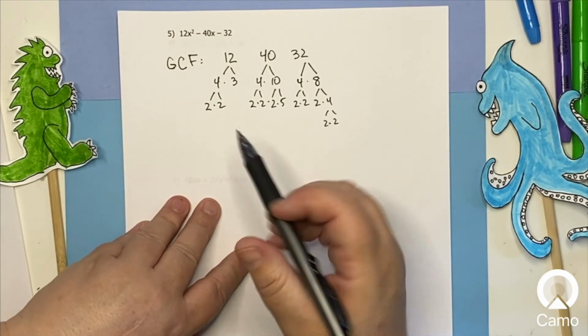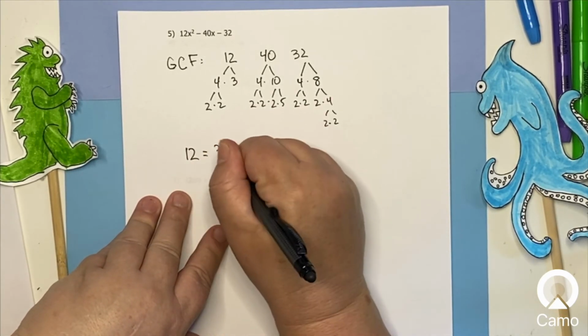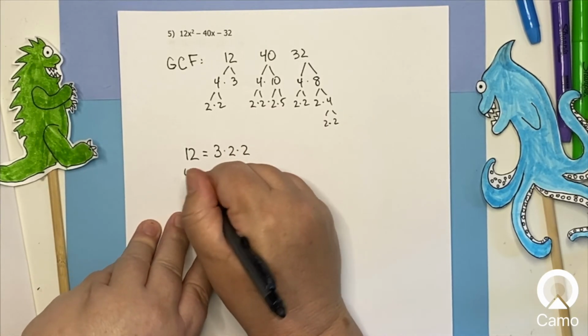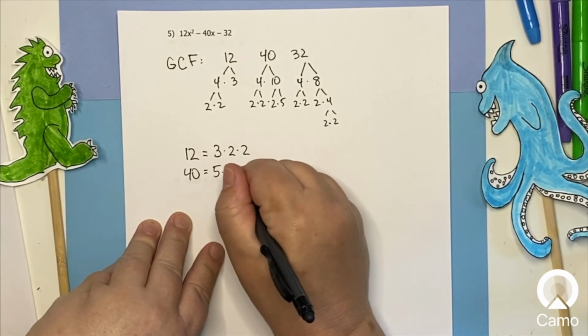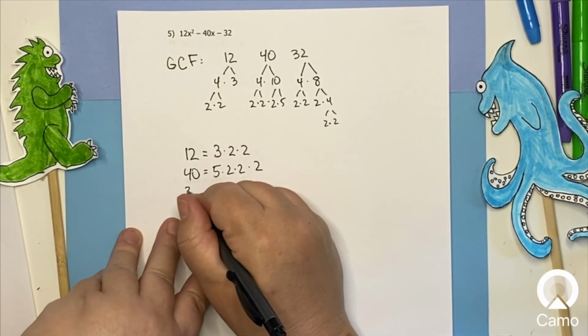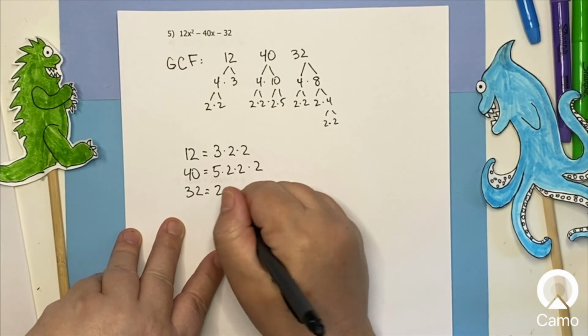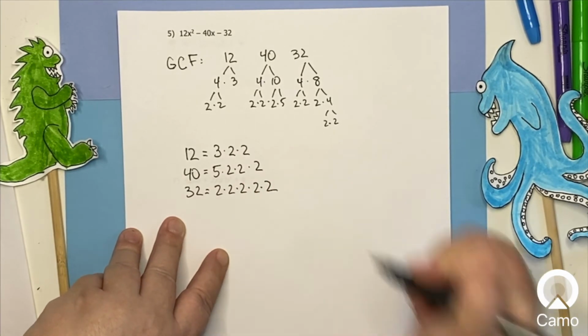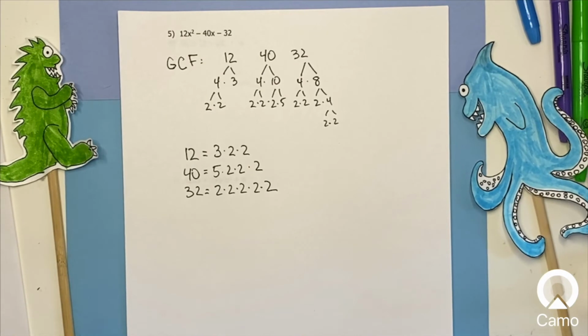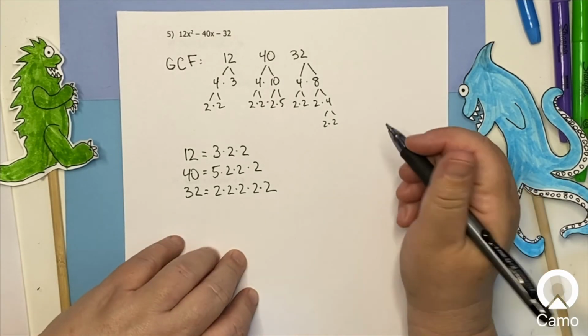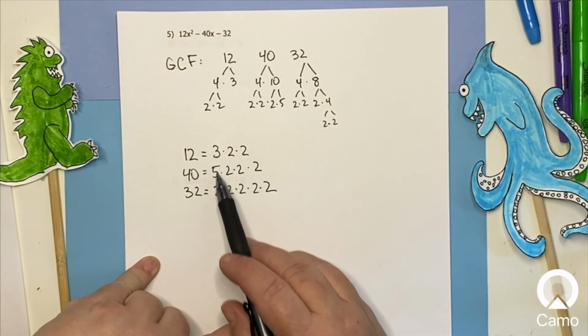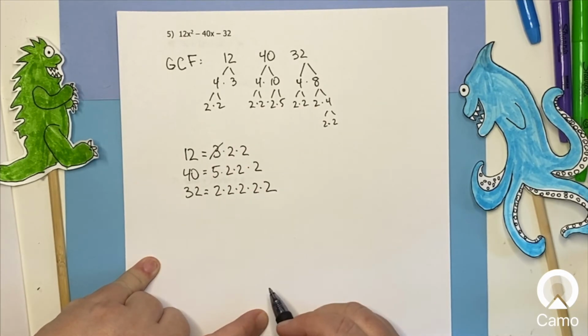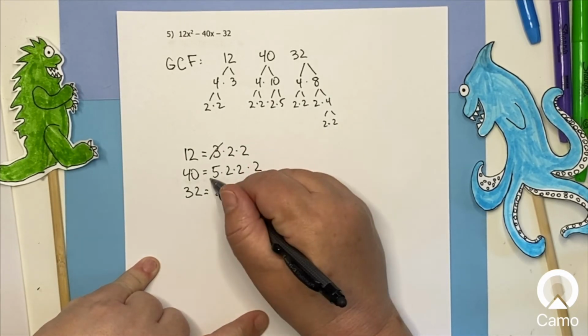Okay, so 12 is 3 times 2 times 2. 40 is 5 times 2 times 2 times 2. And 32 is a whack ton of 2s: 2 times 2 times 2 times 2 times 2. And remember, to find the greatest common factor, you want to look for the most that fits into all of them. So I see a 3. There's no 3s in anything else, so that can't be it. And I see a 5 here, no 5 shared, nope.